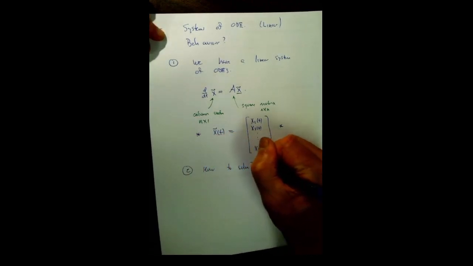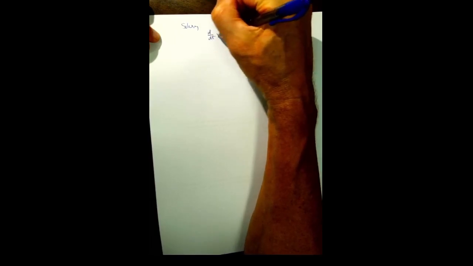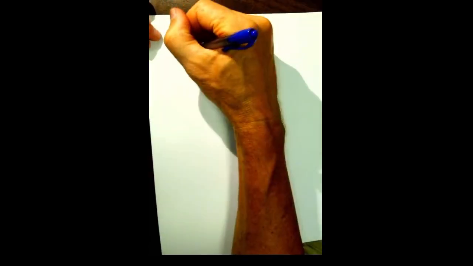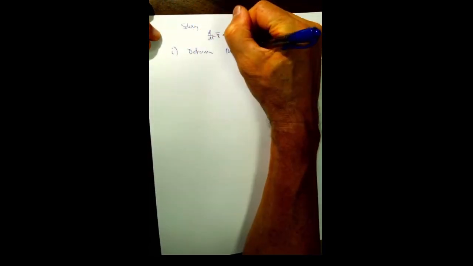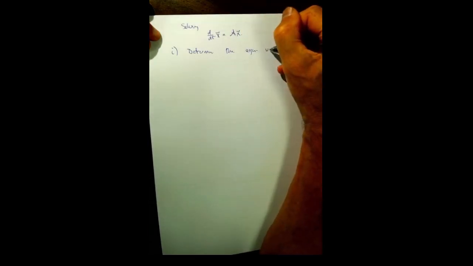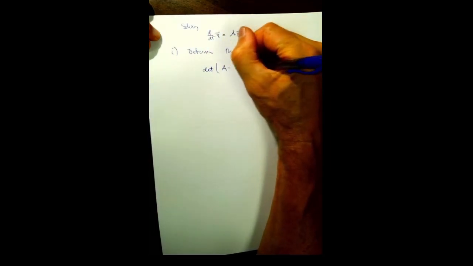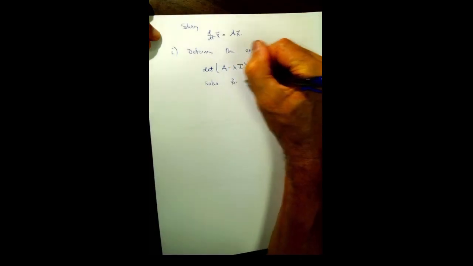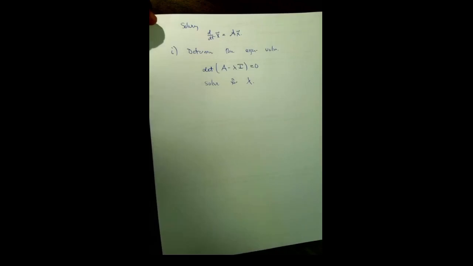So now the question is how did we solve this? Well, what did we do? So the question is how did we solve differential equations in this form? And we did it in a couple steps. First, we determined the eigenvalues. So we're looking for values of lambda that make the determinant of A minus lambda I equal to 0.